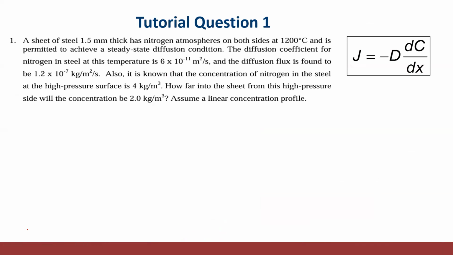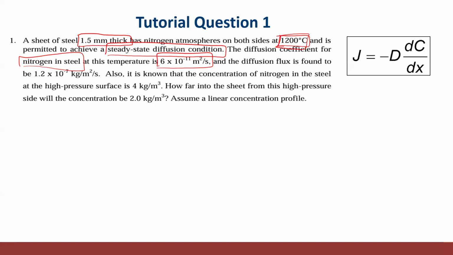Here they say a sheet of steel 1.5 millimeter thick has nitrogen atmosphere on both sides at 1200 degrees Celsius and is permitted to achieve a steady state diffusion condition. So we are looking at a steady state diffusion condition. The diffusion coefficient for nitrogen in steel, for this particular temperature, is given to us, which is 6 times 10 to the negative 11 meters squared per second.